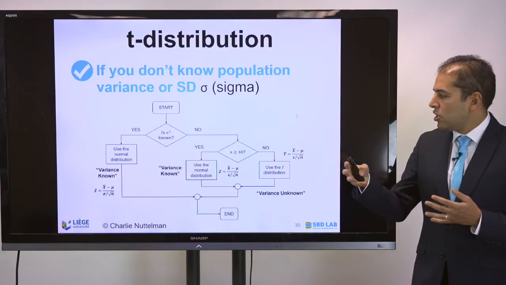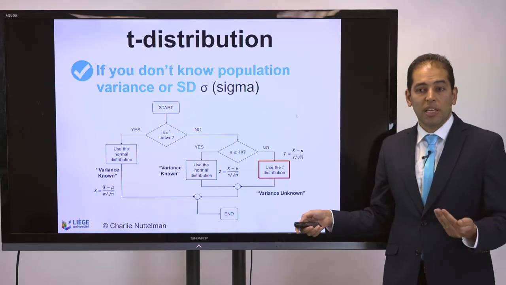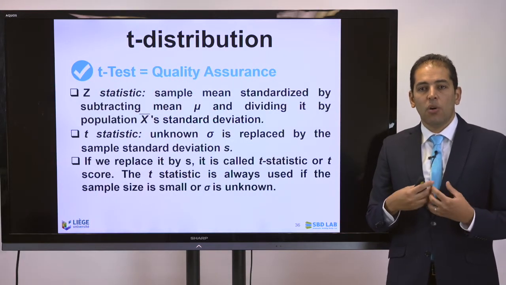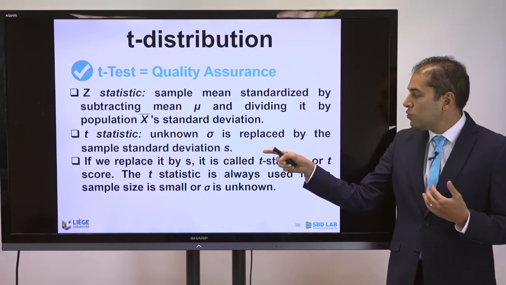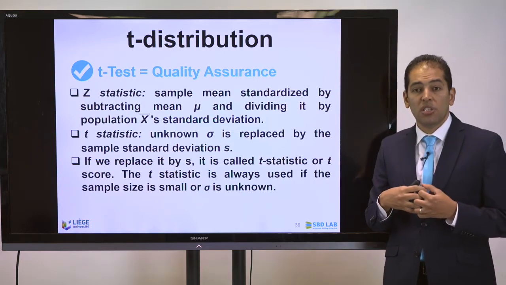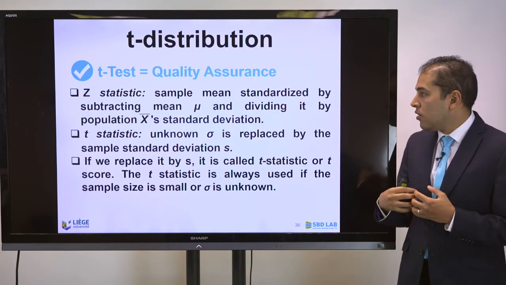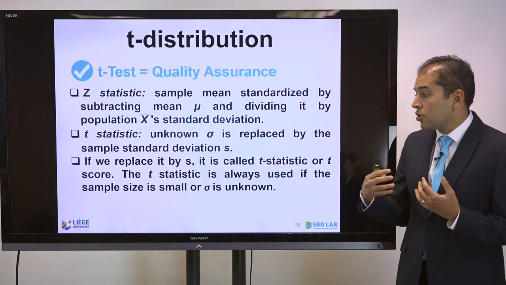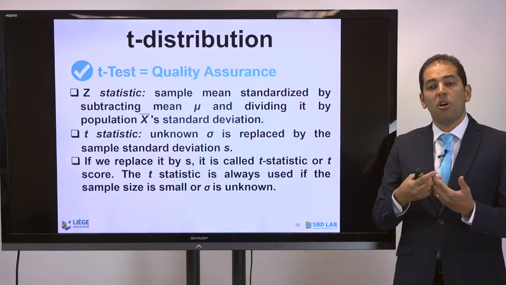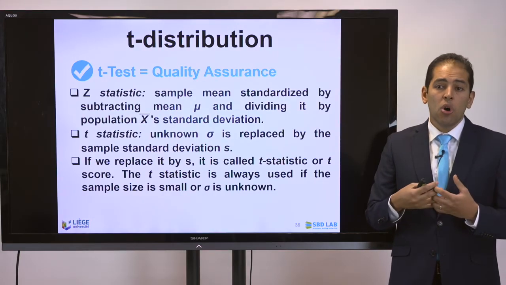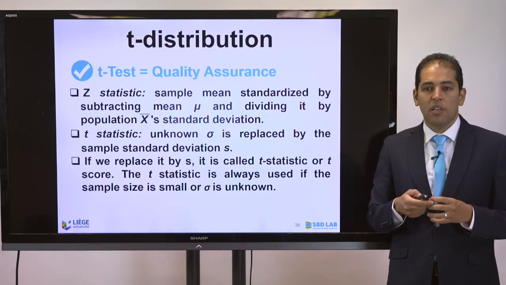What should we do? Actually, we go directly to the option no, where we are forced to calculate the t-distribution test. What is a t-distribution test? It's a quality assurance test, and it will allow us to handle the unknown sigma, which is replaced by a sample standard deviation S. If we replace it by S, it is called the t-statistic, t-distribution or t-score, and it is always used if the size of my sample is very small or I have an unknown sigma value. So this is very important.